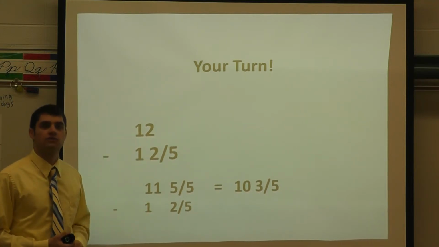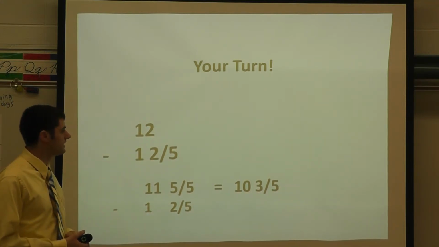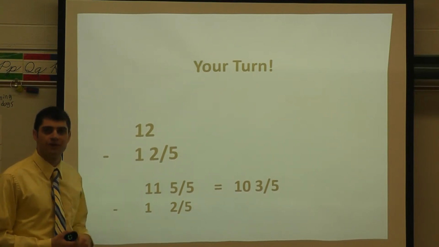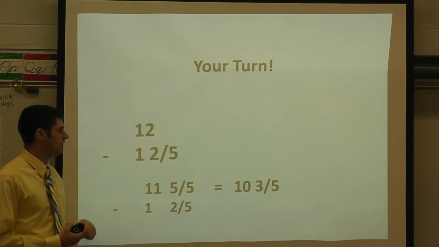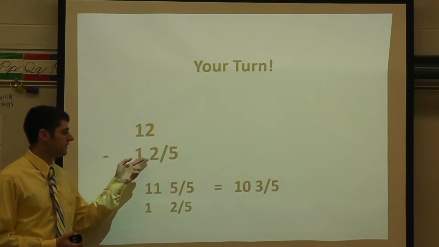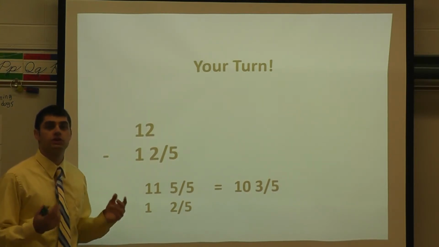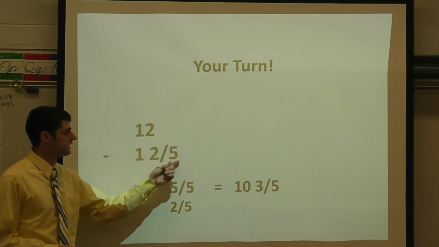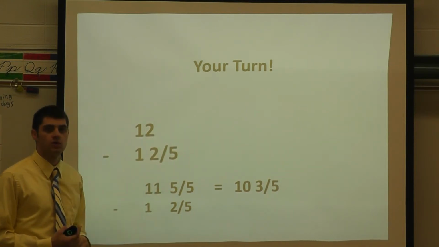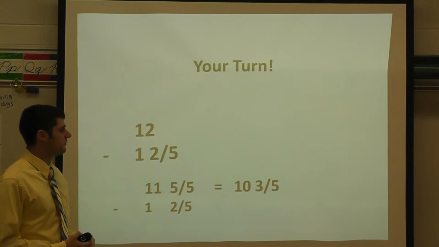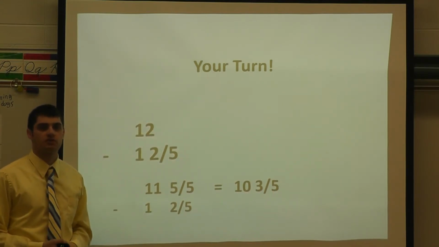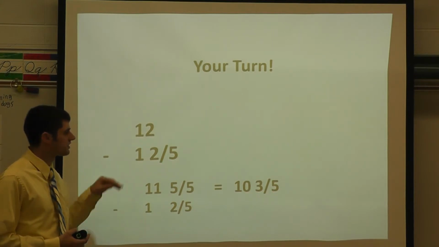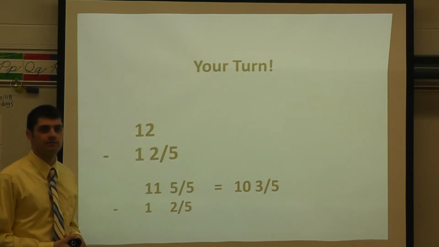If I didn't rename 12, let's take a look at this problem. If I just said, you know what, I have 12 up there, let's just subtract. And you subtracted 12 minus the 1 and got 11, you told me the answer was 11 2/5, we didn't do it correctly. You never subtracted the 2/5 from your whole number. That's where renaming becomes important. I have to rename that 12 so that I can subtract that fraction part. It makes your life a little bit easier when working with these fractions.